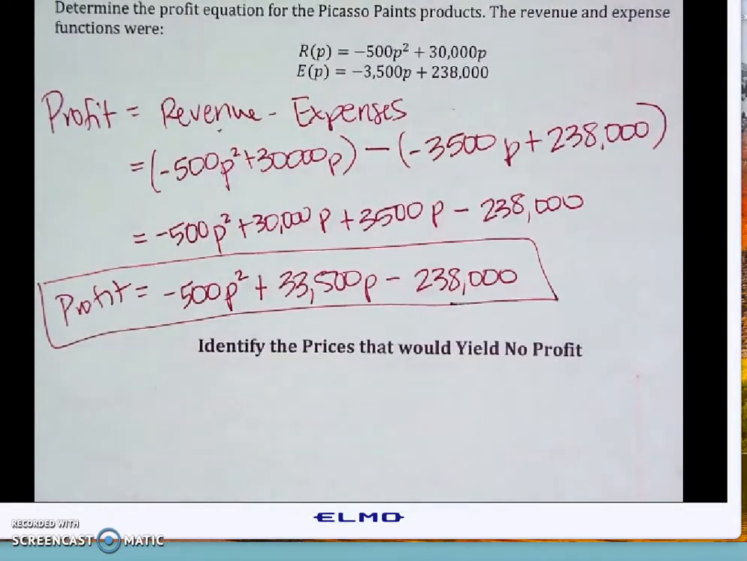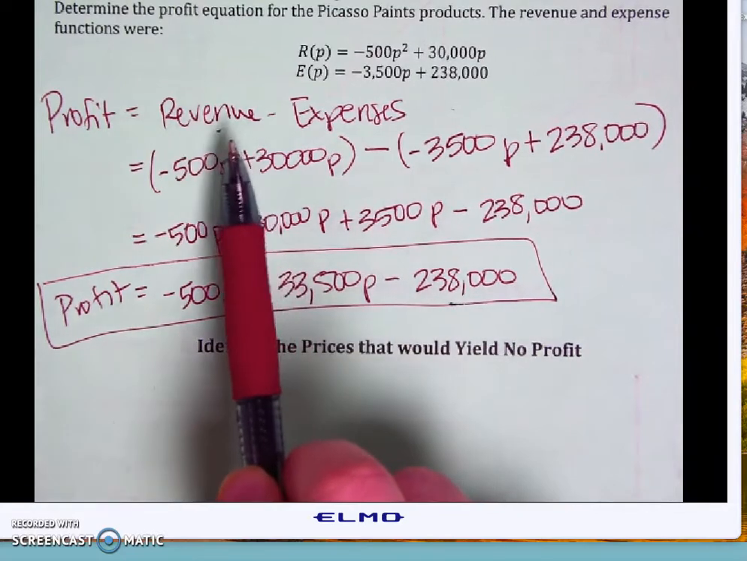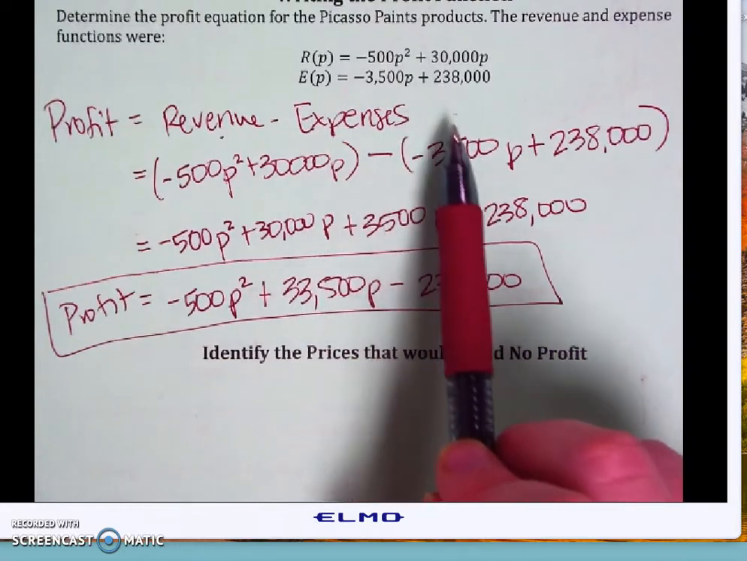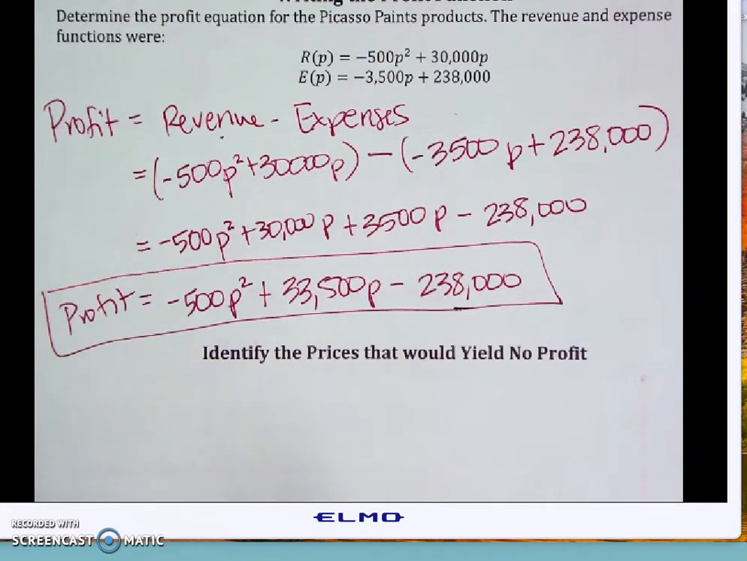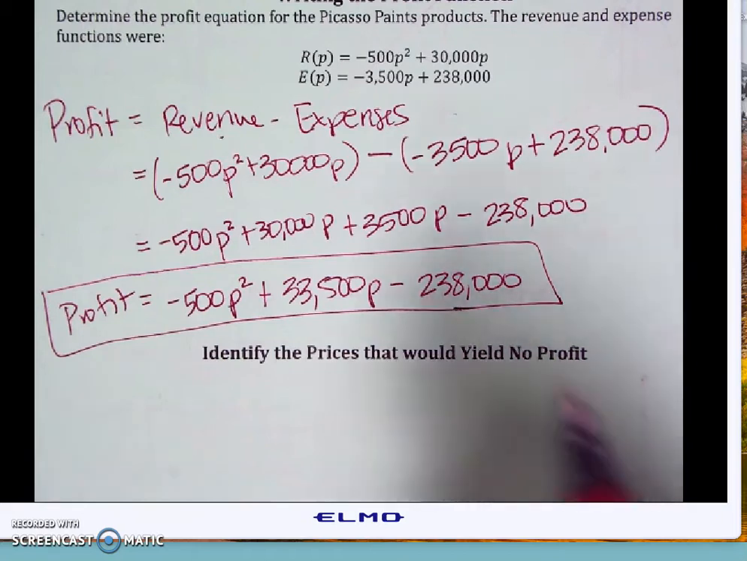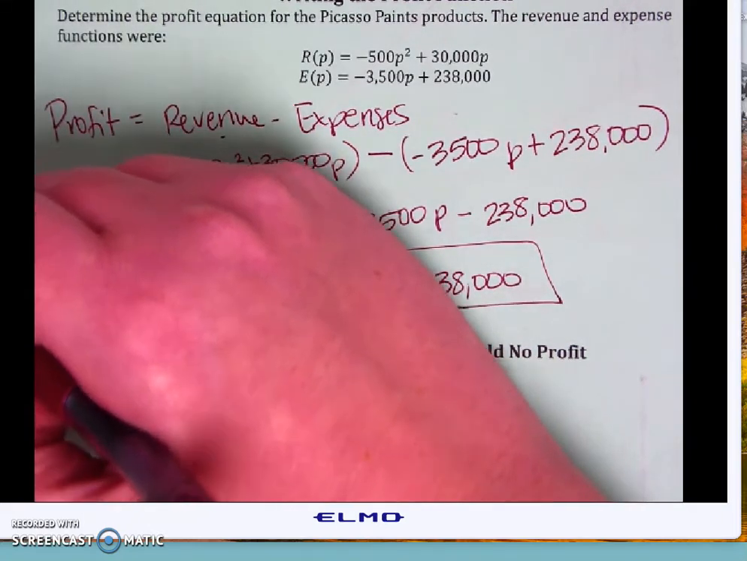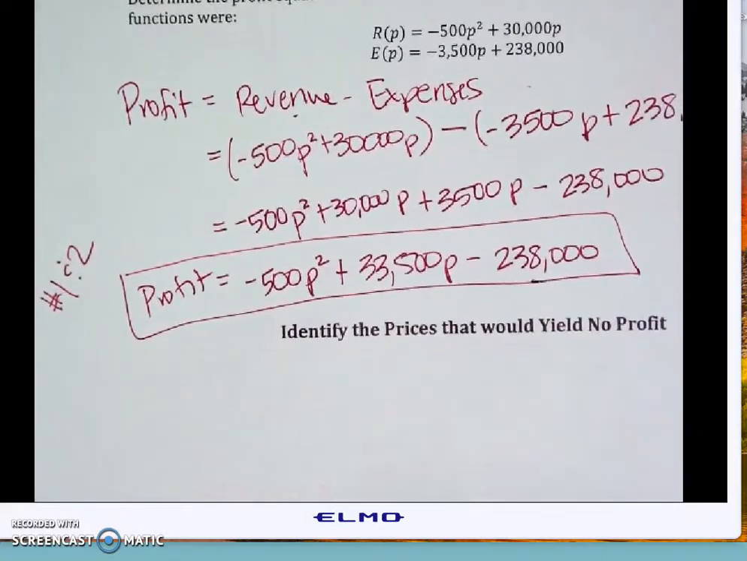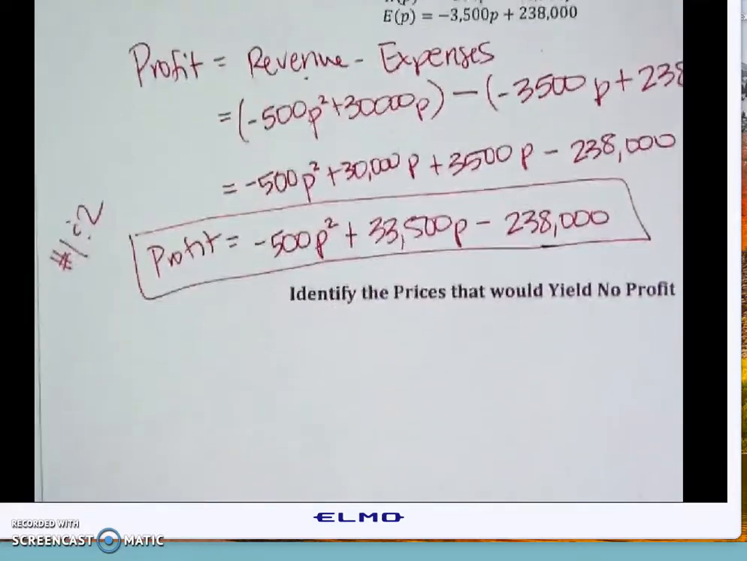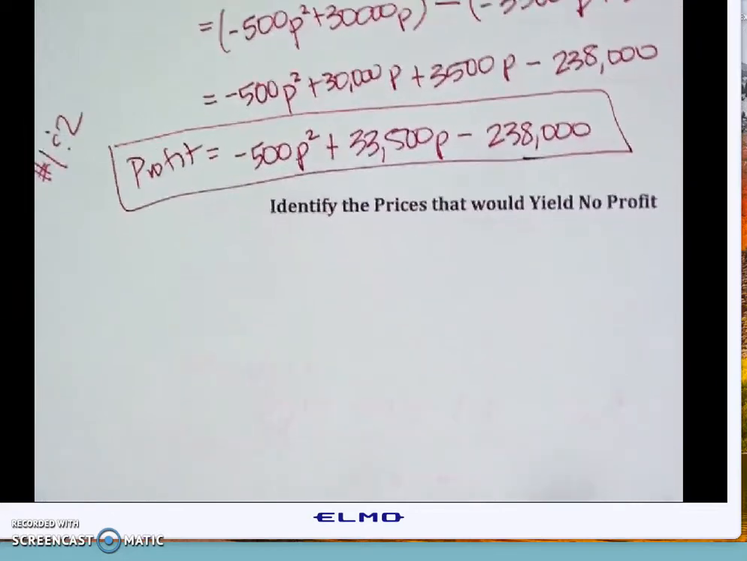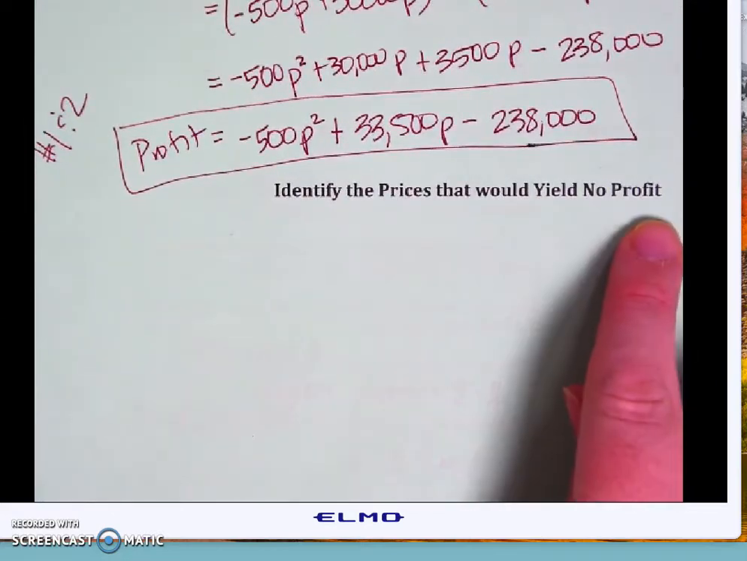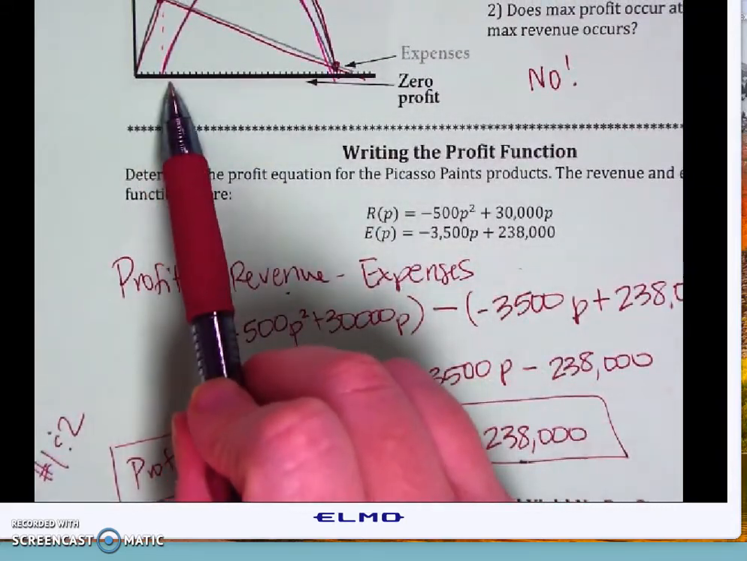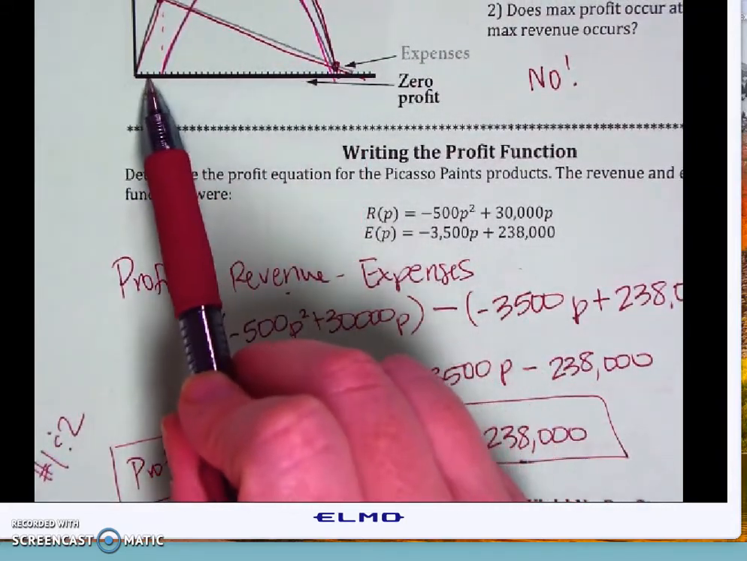All right, there's our new profit equation. So to write the profit equation, it's just revenue minus the expenses, and you simplify. This matches up with the work that you would do for numbers 1 and 2 in tonight's homework. Okay. The next question on your homework, number 3, is talking about identifying the prices that would yield no profit. Well, we would yield no profit at the x-intercepts of the profit equation.